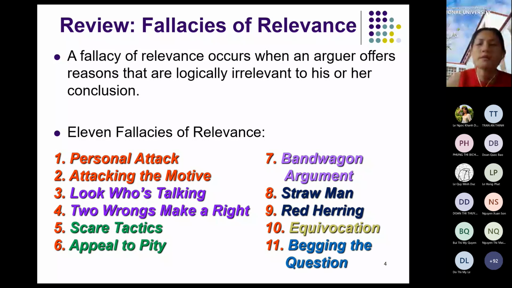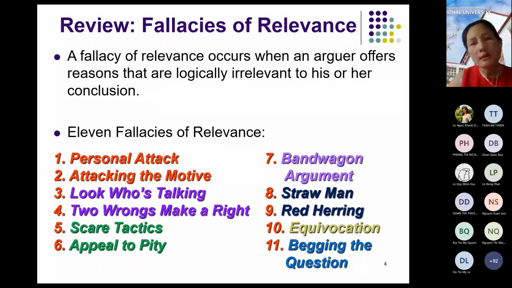And last but not least is begging the question. Here, the name of the fallacy has the word question, but we don't see a question there. It is something like a circle. It is like we are trapped in a circle, A because B, B because A, and we don't really see what is the premise, where is the conclusion. We couldn't identify that because they are having loops of information like that. And that is the last type of argument fallacy in this group.